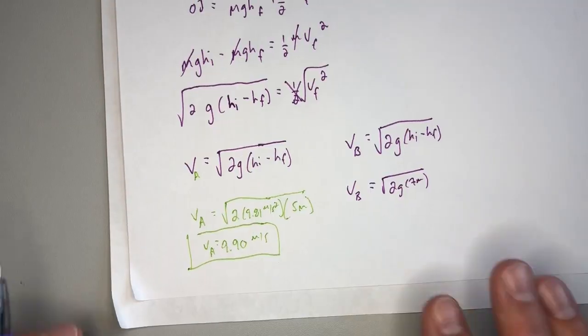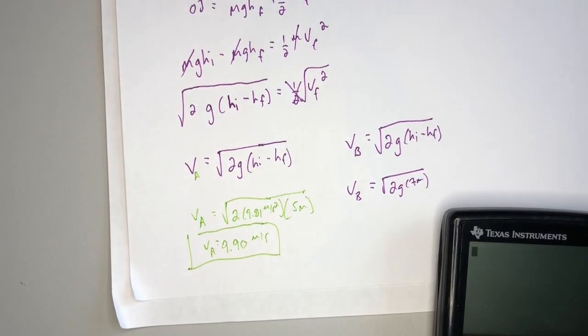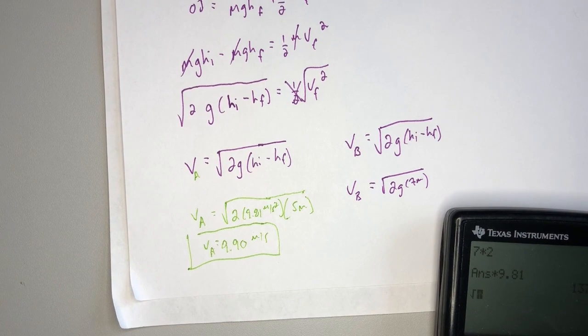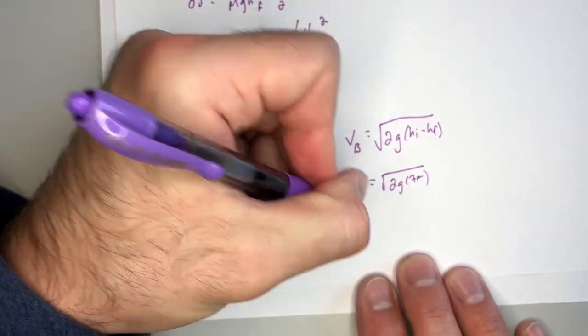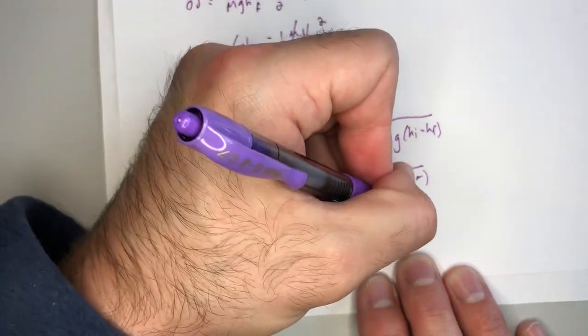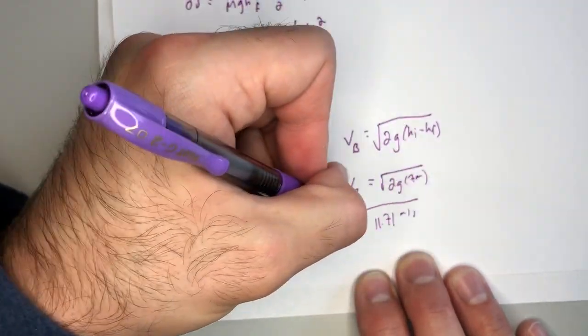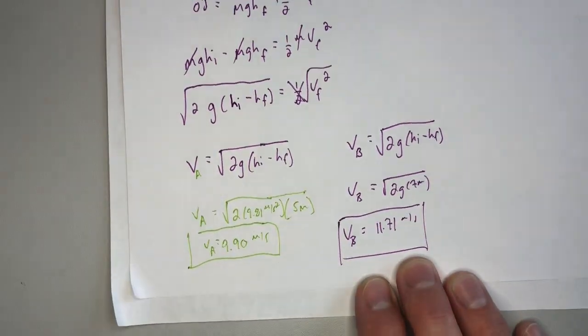Being lazy. So what is that going to be? 7 times 2 times 9.81, square root, second answer. So now you're going 11.71. So velocity at B is 11.71 meters per second. Makes sense. You should be going faster because you've used up more potential energy. You have more kinetic energy right there.